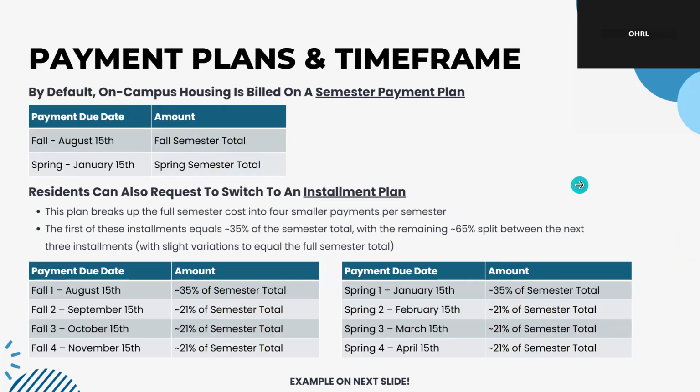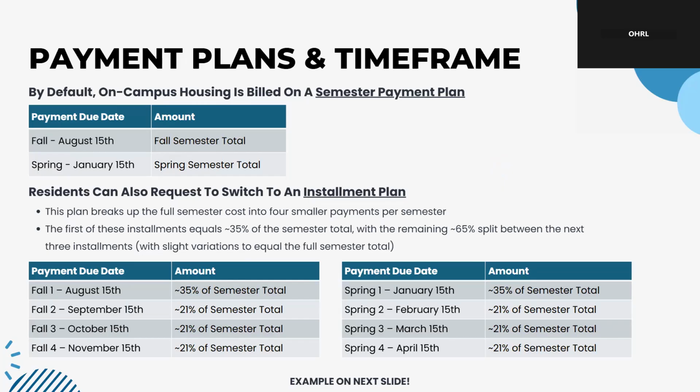Up next, a lot of info here. This is an example of the payment plans and time frame for on-campus housing. I'm going to go into all of this. It might be a little whoa at first, but we do have an example on the next slide to take you through what this looks like. One thing worth noting is that by default, on-campus housing is billed on a semester payment plan. That means at the start of each semester, there's going to be a pre-move-in or return to campus requirement.